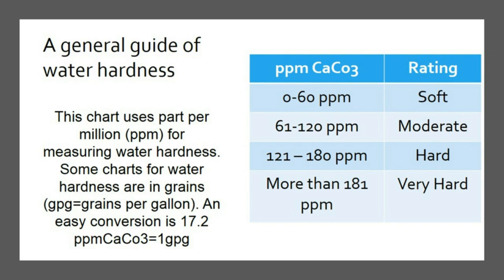You can also have that in grains per million. That's a way that it's measured too, but most of us are familiar with parts per million. And if you're at that very hard stage, more than 181 parts per million, you absolutely should be softening your water to use at any point in the cleaning process.